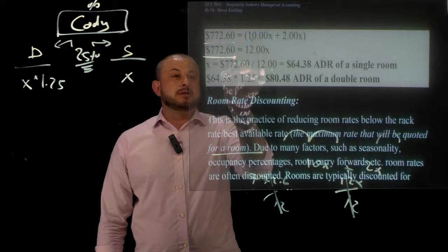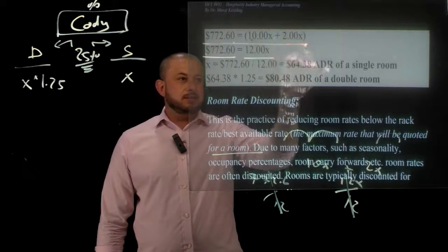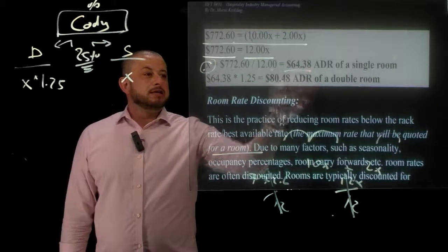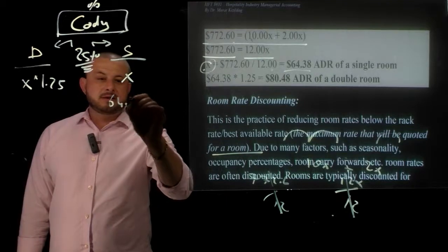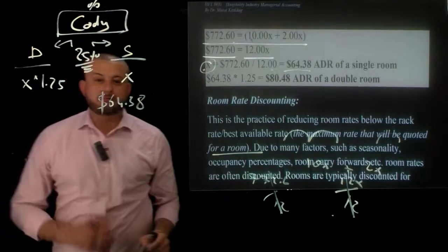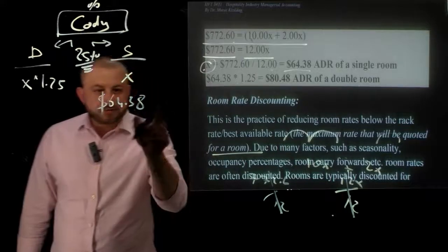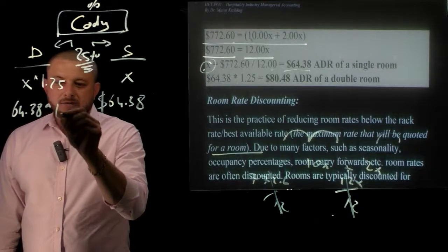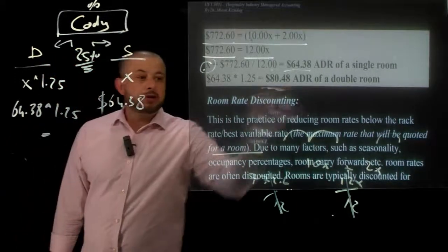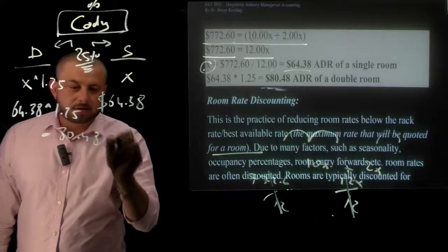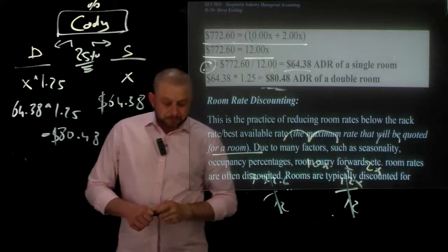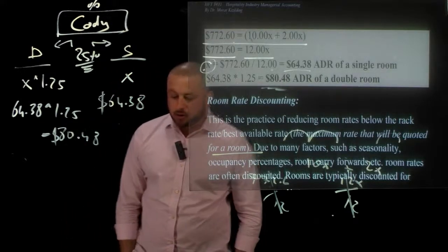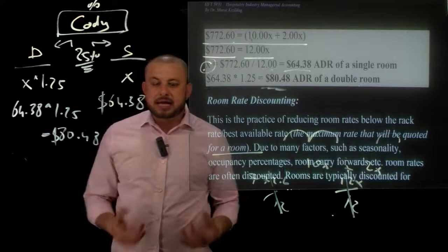So 772.6 is equal to 12x. You can see the simplification over here. When I do the math, guys, when I leave the x alone, just like I did over here, $64.38 becomes the ADR for the singles. All I have to do is increase this by 25%. I can simply multiply that number by 1.25 and it will be equal to $80.48.